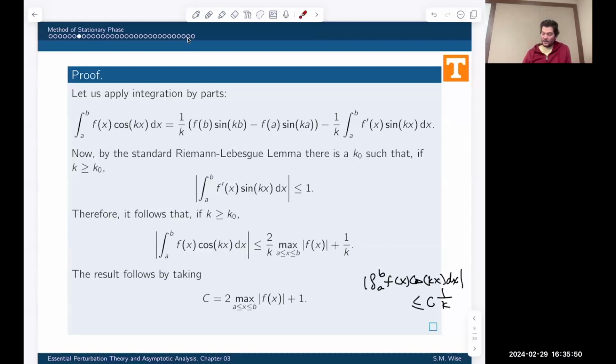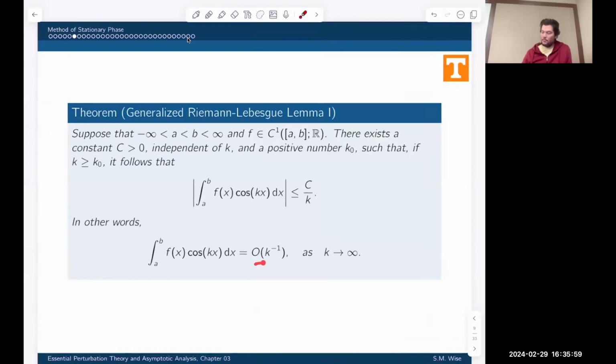That's the constant that I want to extract here. And when we can prove something like this, we say that this integral is big O of k to the minus 1 power as k goes to infinity. That's what it means.